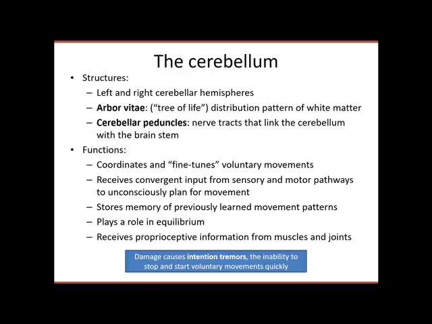Now, if you damage your cerebellum, either due to stroke or car accident or something like that, it causes what's called intention tremors. This is the inability to stop and start voluntary movements.